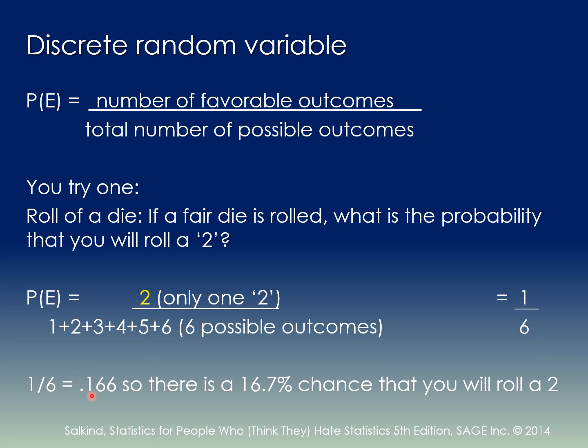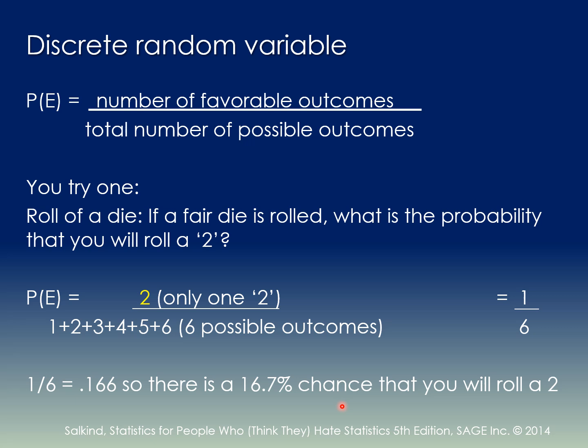I convert that to a decimal and then to a percent. There's a 16.7% chance that you're going to roll a 2. Now that's not very high if you ask me. That's actually pretty low. When I get to probabilities like this, it's a piece of information that allows me to make a prediction into the future. I don't like my chances for rolling a 2, right? Because the chances are very, very small.